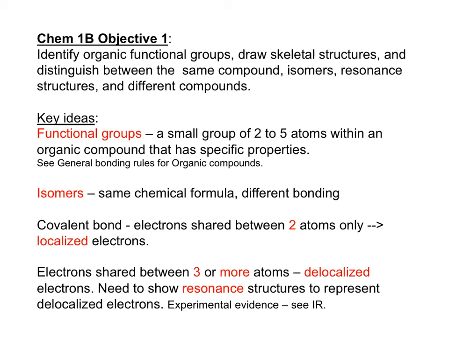There are a few organic compounds, such as benzene, in which electrons are shared between three or more atoms. Those are called delocalized electrons. Lewis structures do not show delocalized electrons. This is where resonance structures come in.